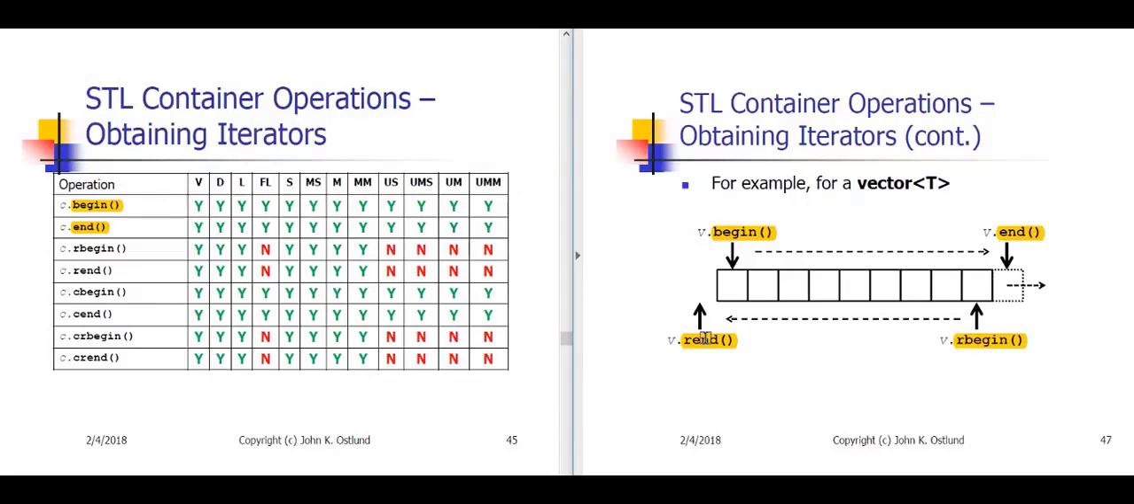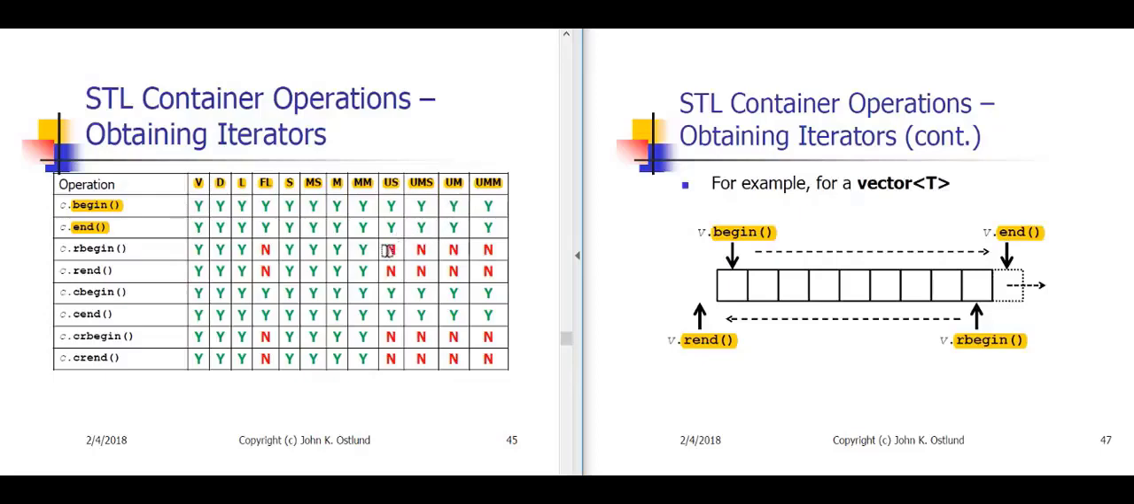Okay, so by using iterators between begin and end, that allows you to traverse forward through the container in whatever sense forward means, and using rbegin and rend, that allows you to traverse backward. Now, as you can see on slide 45, all of the different container types support forward iterators, starting from begin and going up through but not including end.